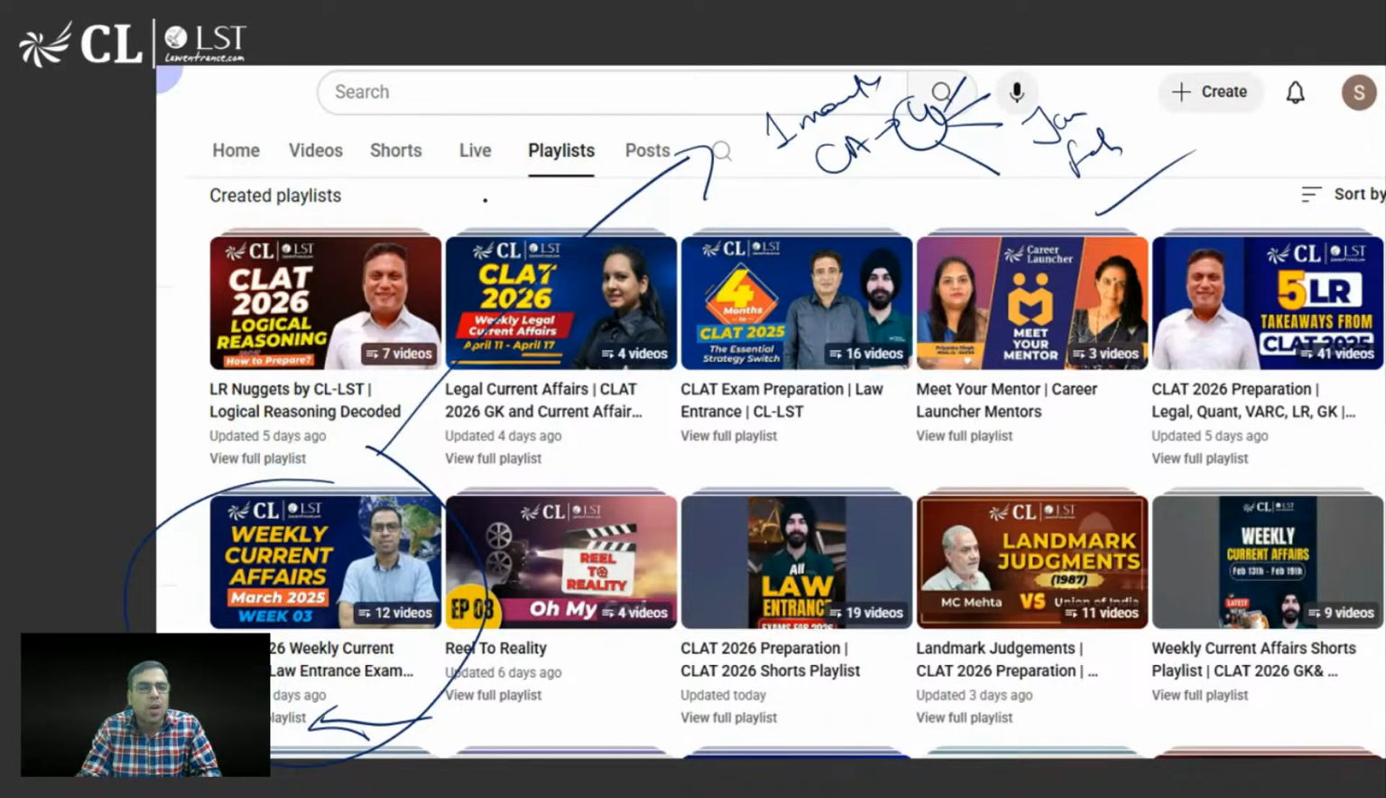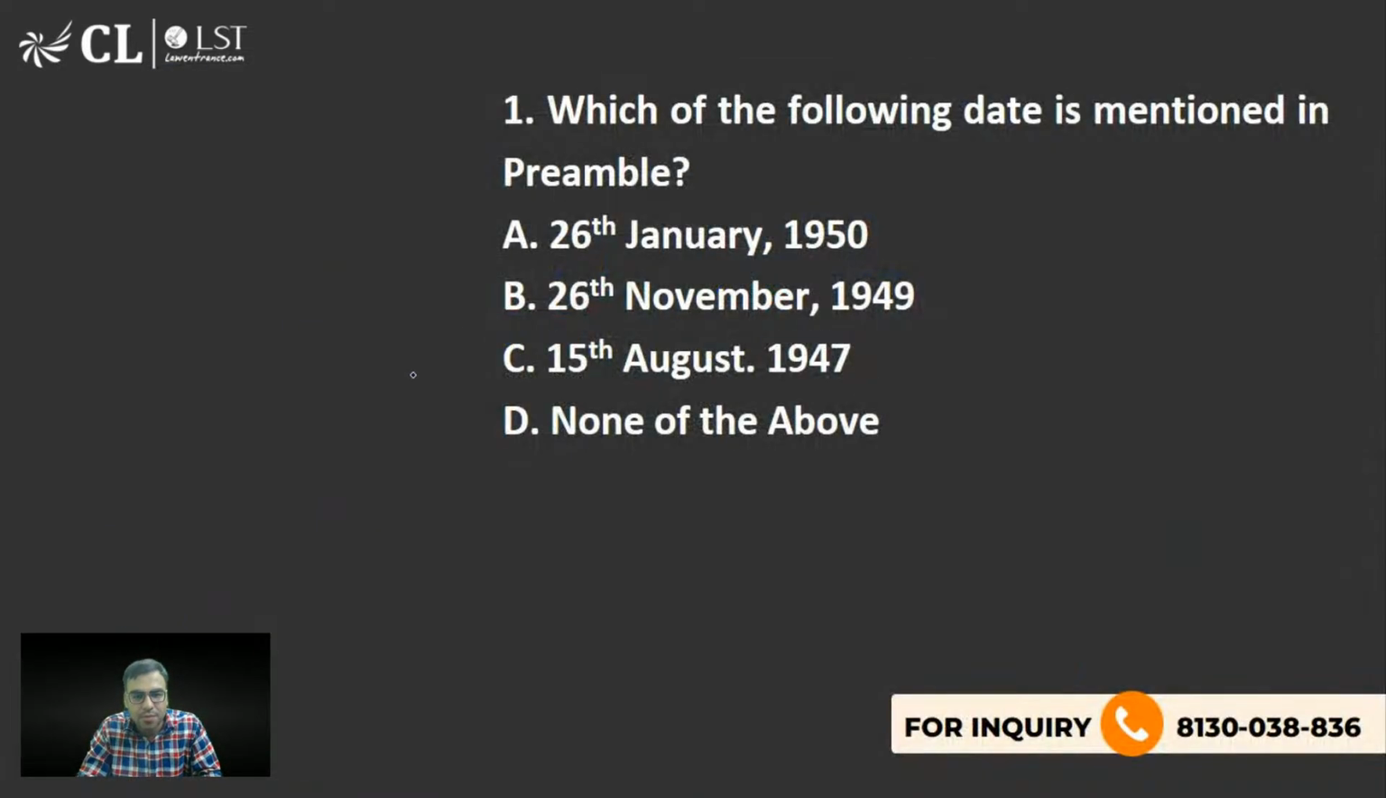Now let us begin with today's class. I believe this would be an easy question, a slightly easier one. Please answer me: which of the following dates is mentioned in the preamble? These are straightforward questions and I expect you all to answer. Now tell me: 26 January 1950, 26 November 1949, 15th August 1949, none of the above.